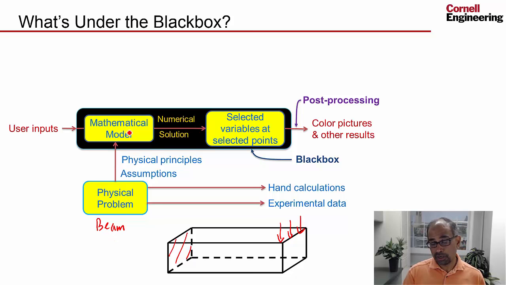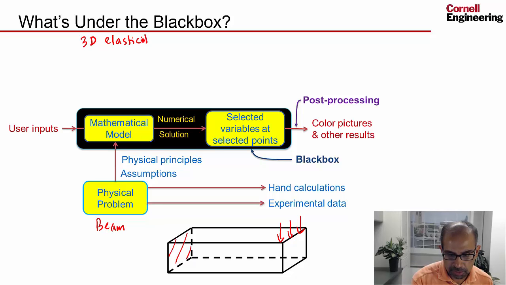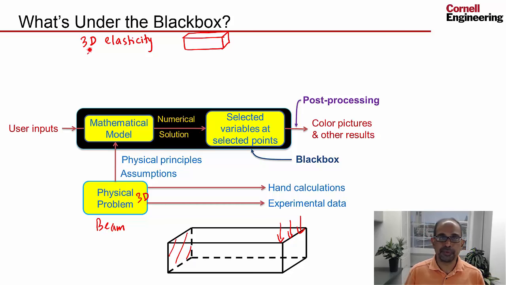Now, one way to model, the mathematical model that you can build for the beam is based on what's called 3D elasticity, which some of you might have seen. And here you solve the equilibrium equations, which are differential equations, in a domain that is defined by the geometry of the beam, the 3D geometry of the beam. Okay? So your physical problem is always 3D and your mathematical model is 3D.